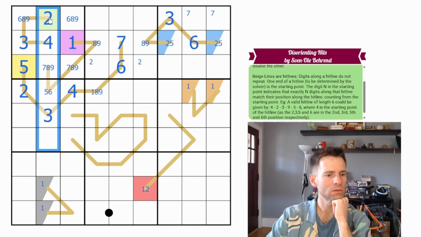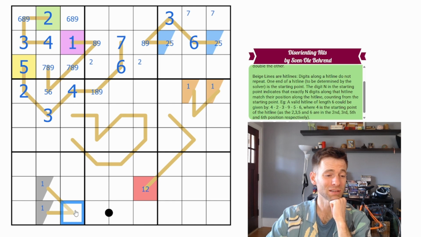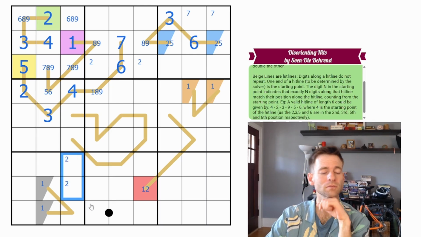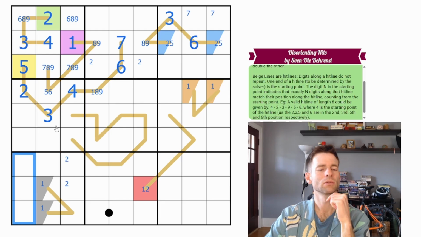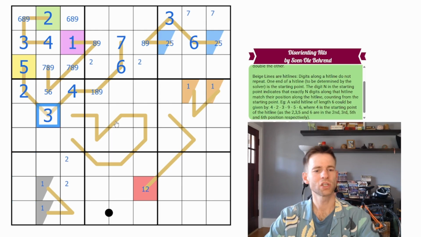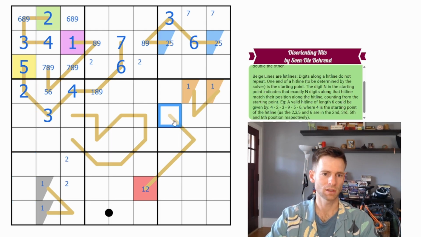Maybe some more Sudoku. 2, 2. 2 actually can't go here, because then it would be matching its position, and so would the 1. So 2's here. 3? I mean, sure, 3 can go there. So 3 isn't any of these. 4 isn't one of these. I think that's all I got there. Does 3 change anything? No, this can still be a 3, this can still be a 4.